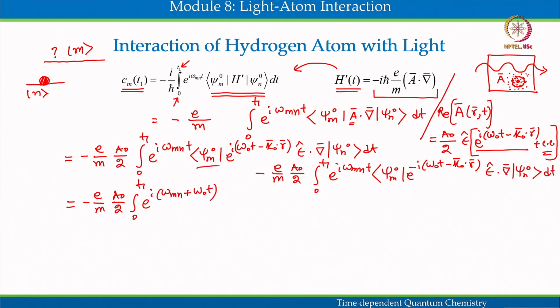This integration within the bracket notation is the integration over the entire space. So, basically I have an integration over all r vector, then psi m 0 star r vector, then e to the power this term would be there, and then psi n 0 r vector dr vector. So, it is the entire space.